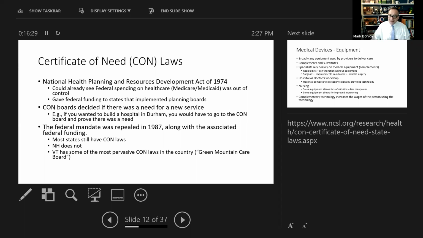Now, we talked last time, and so the CON board would then have to say, yes, we agree with you that there is in fact a need for a 5th hospital in the Seacoast, and you can now go ahead and build your hospital. Now, I pose to you, based on our discussion of bootleggers and Baptists, right? Who do you think might show up at a CON board hearing to express their opinions about whether there should be another hospital built in Durham?